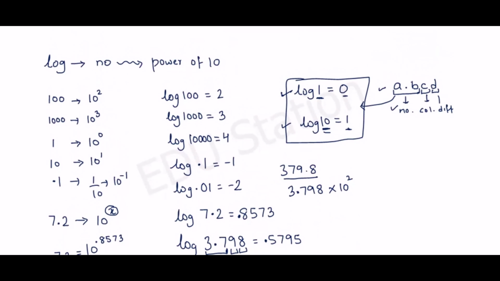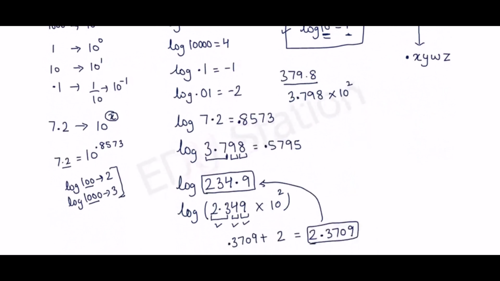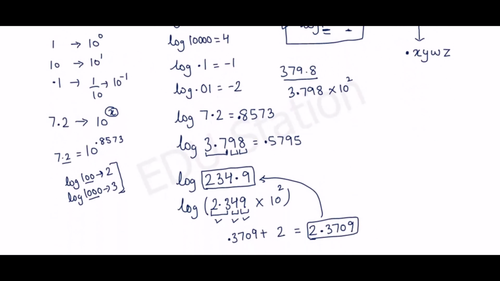Whether the number is greater or less, just convert it into A.BCD. AB will be the number, C will be the column, and D will be the difference. And whatever your answer, put a point before that: point X, Y, W, Z. This becomes your answer. Now we'll practice one more. I suggest that once I write the number, you try and do it on your own, and later on you verify your answer. You can pause the video and verify the answer later.